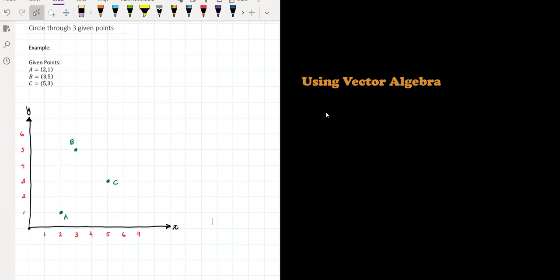And so we're going to follow the same procedure here. So one, we need to construct a perpendicular bisector of A and B. And so the first thing we've got to do is locate the midpoint of A and B. So what is the midpoint?